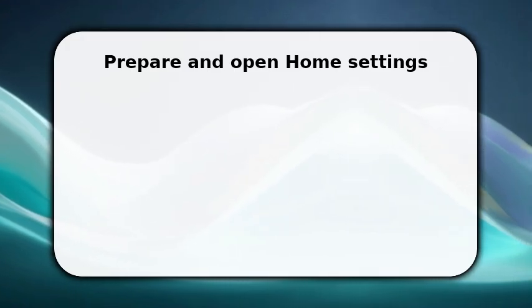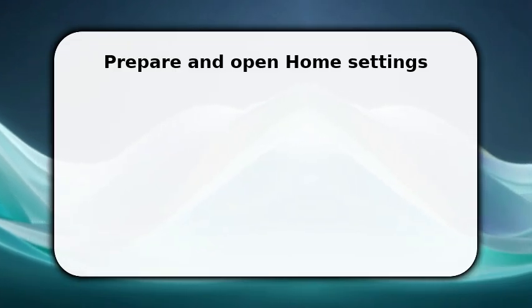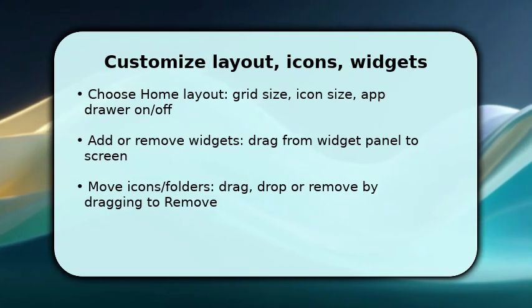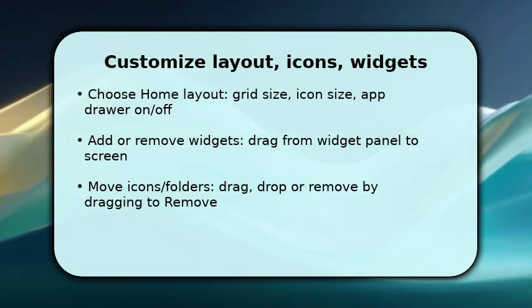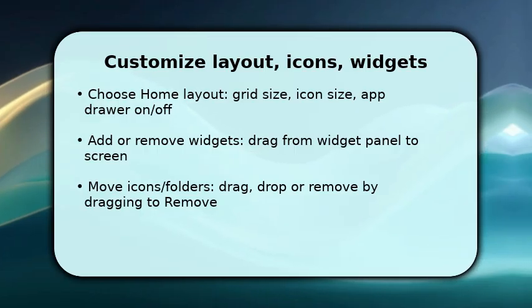You do this because edit mode shows live previews and keeps changes reversible, so you can test layouts and wallpapers before committing. Now you customize the look. Tap Home Layout to change grid or icon size, which affects spacing and how many apps fit on one page.